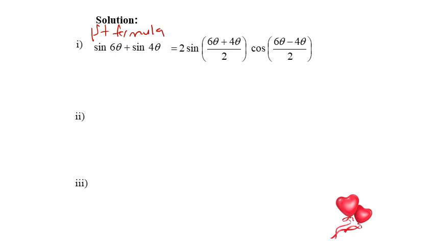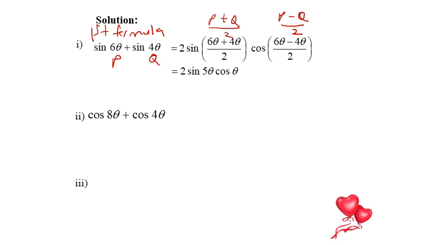So sin P plus sin Q, so notice the 6 theta is P and the 4 theta is Q. So the formula is basically P plus Q over 2 here, which is 6 plus 4 theta over 2. And this one is actually P minus Q over 2. So 6 minus 4 theta over 2. So simplify on the right hand side. So 10 over 2 is 5 and 2 over 2 is 1, which is theta only. So the answer is 2 sin 5 theta cos theta. Okay, we move to the next question.